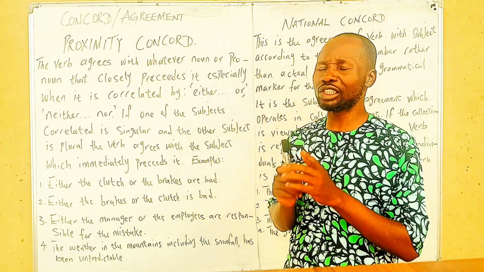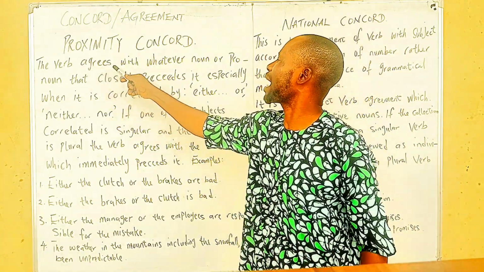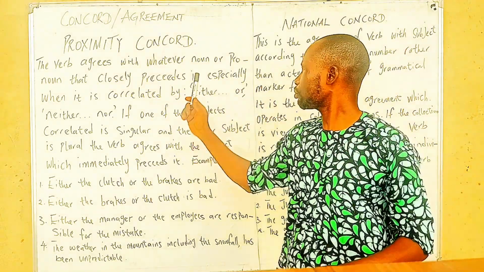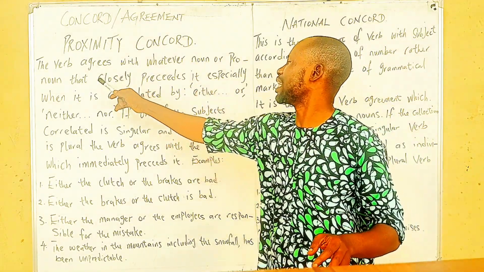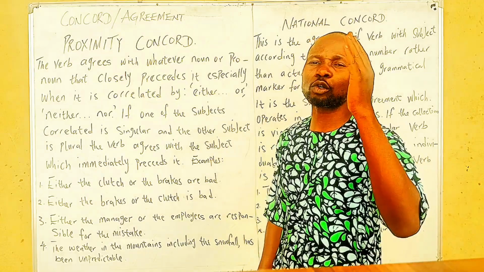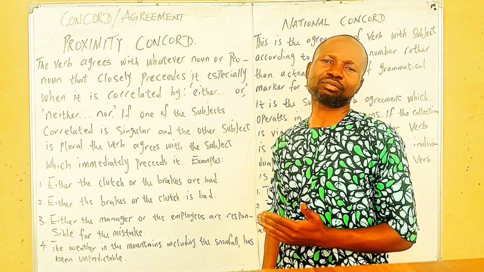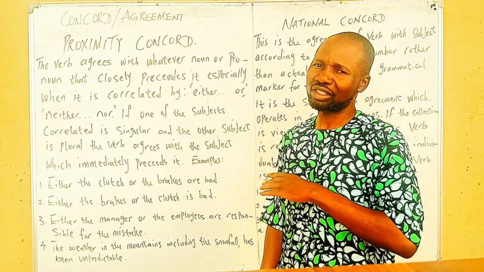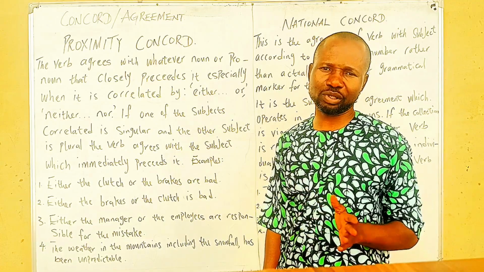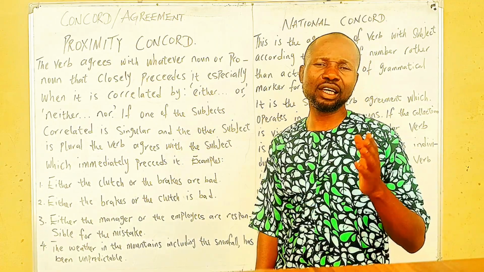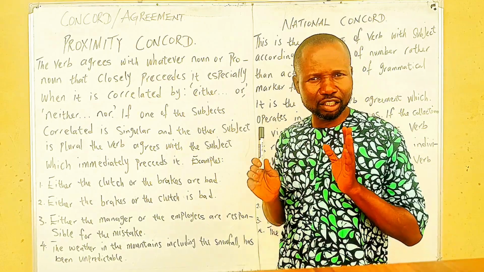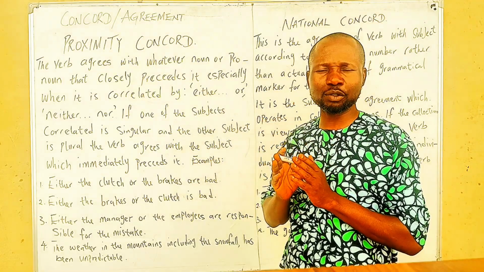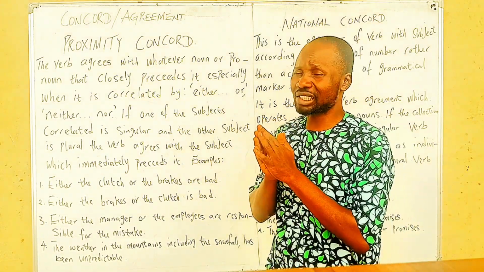But the rule of this one, remember I said the verb agrees with whatever noun or pronoun that closely precedes it. That means the one closely before it. That means the noun or pronoun. I know a noun is anything as far as it's an object, and the object could be a living thing or non-living thing. It could be a noun in this one. Proximity concord. So let me make it simpler.